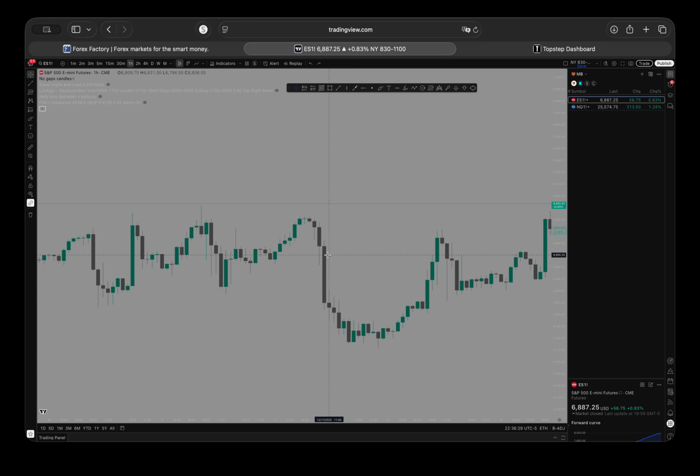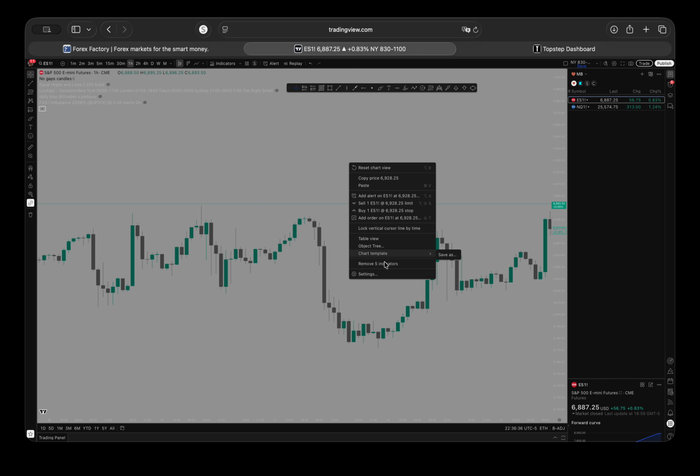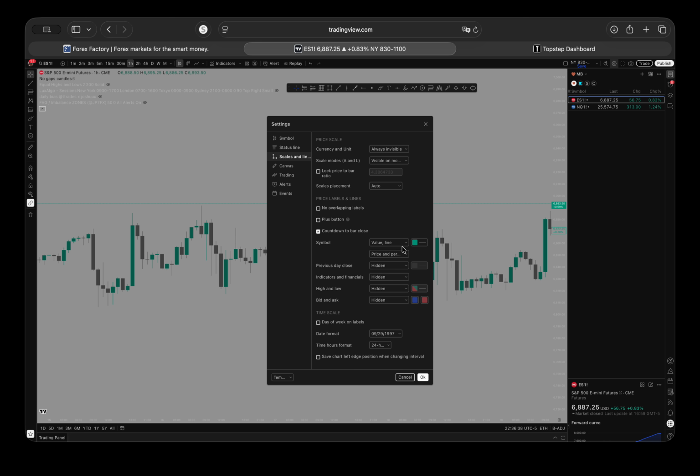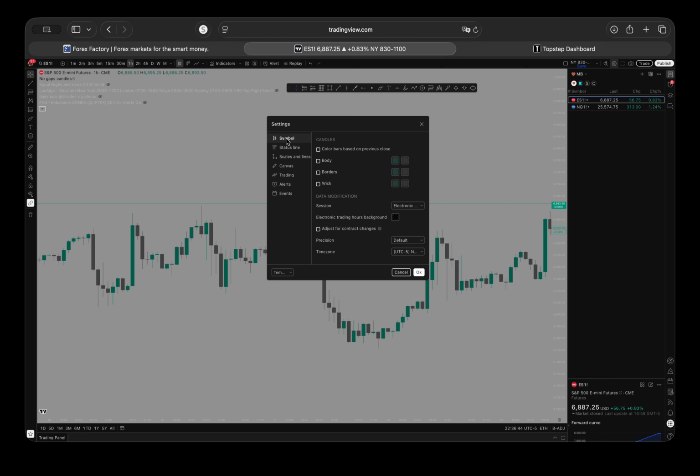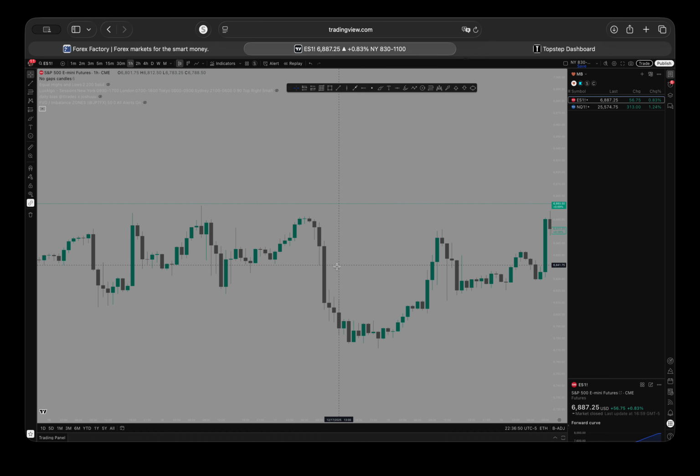You can change your colors however you want by double clicking, going to settings, and going down to the canvas, the background. You can change the background to what you want it to be. The symbol is how you can change all of your stuff here.